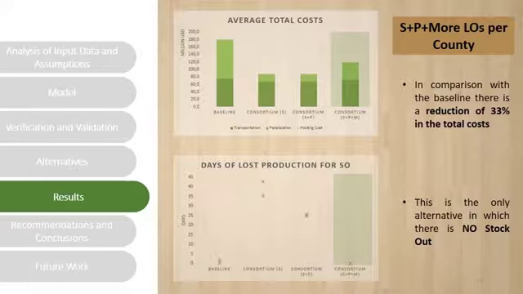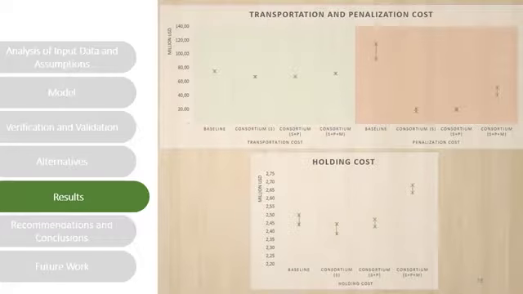Additionally, when there is more than one logging operation in 9 counties, we ensure that there are no stockouts. This is reflected in an alternative that is more expensive than the previous one but still presents an important reduction of 33% in the total cost in comparison with the baseline model. This graph shows that the main effect of our alternatives is observed in the significant reduction of penalization costs, approximately a reduction of 73% on average in comparison with the baseline model.